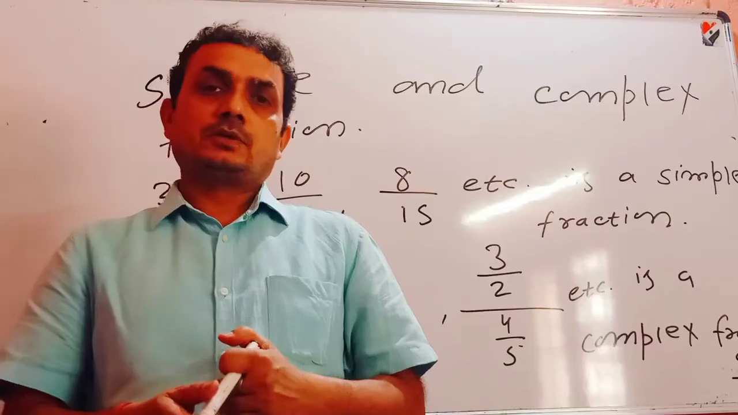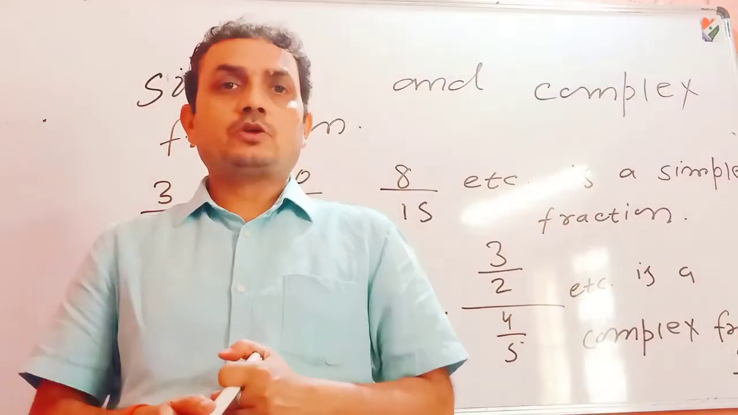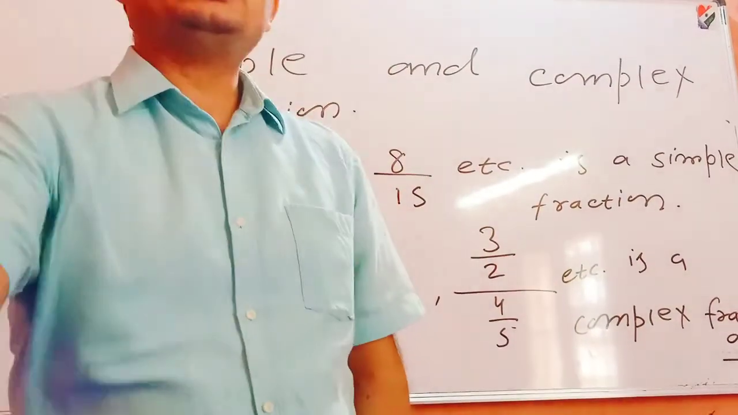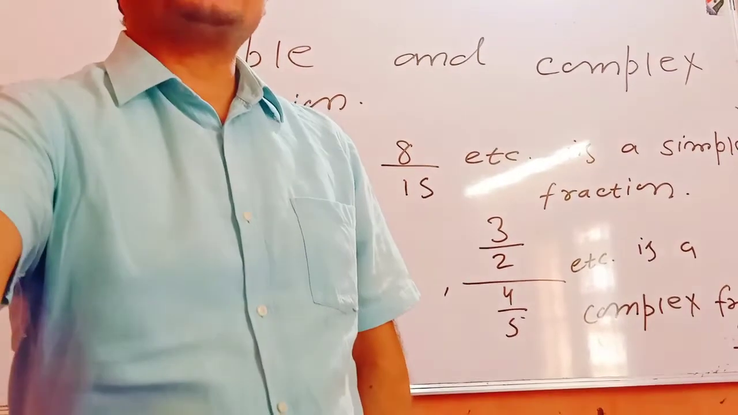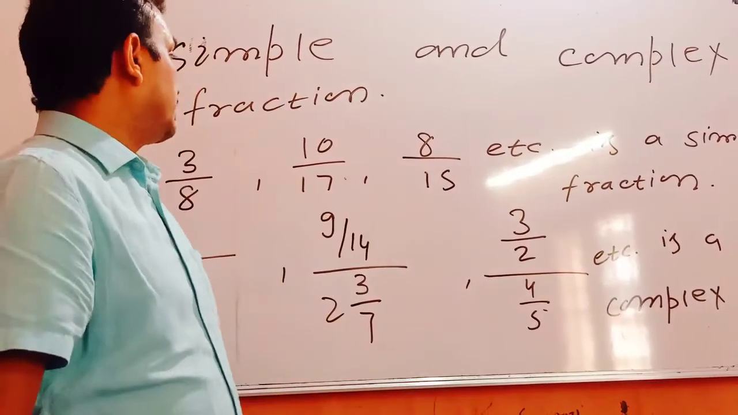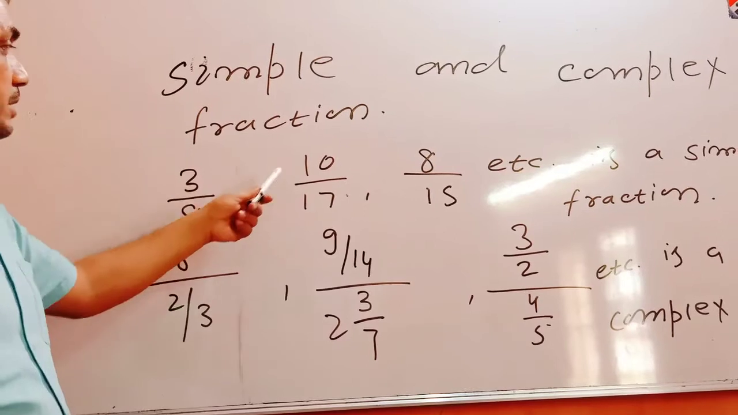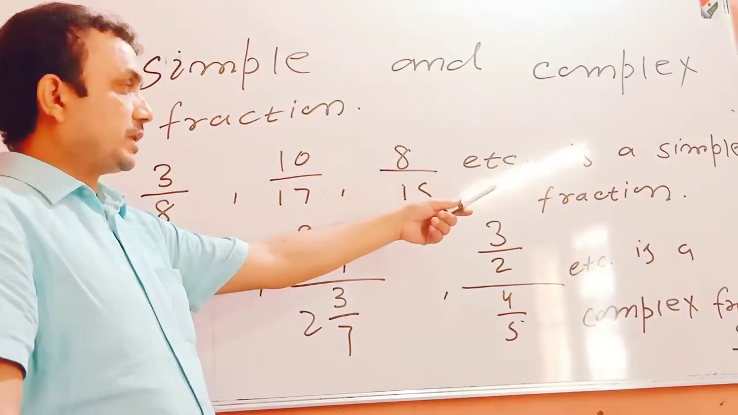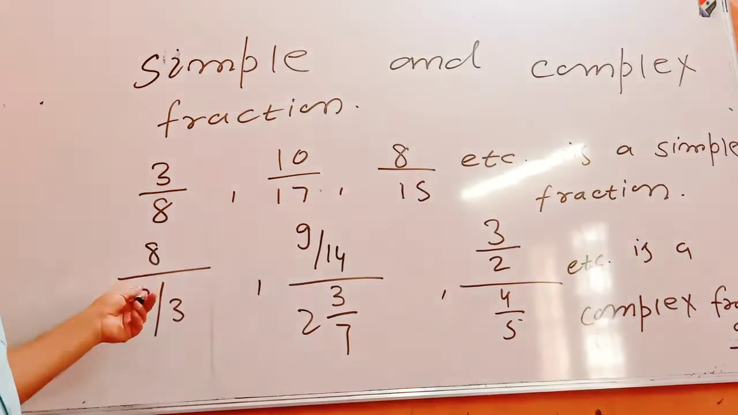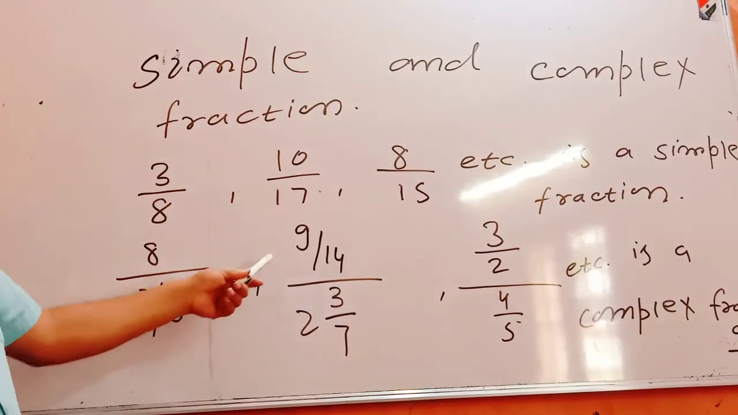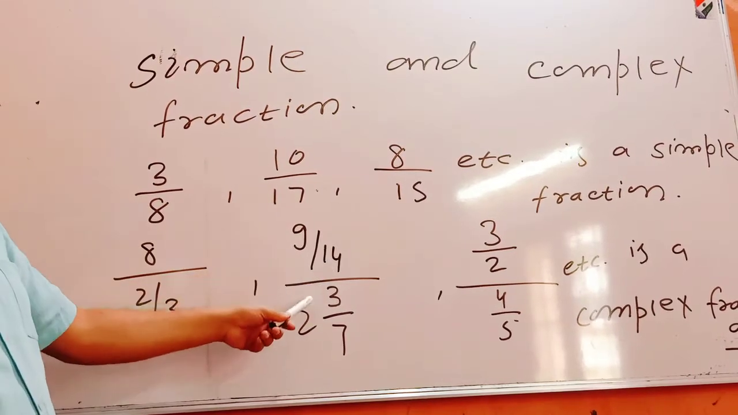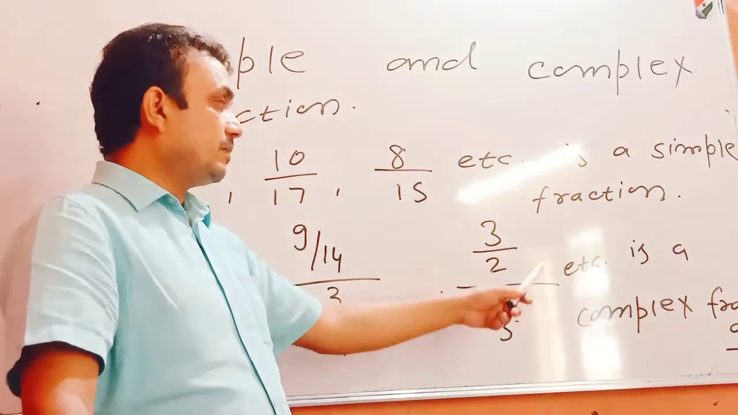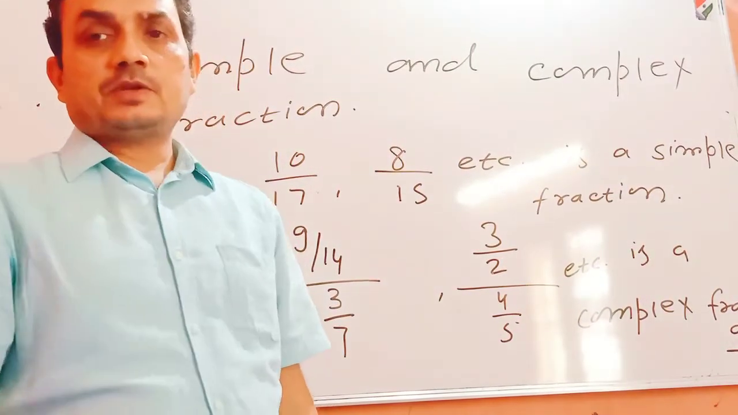Clear? Our next topic is simple and complex fractions. In this, we see that 3 by 8, 10 by 17, 8 by 15 are simple fractions, and 8 divided by 2 upon 3, 9 divided by 14 divided by 2, 3 by 7, 3 by 2 divided by 4 by 5 are complex fractions.